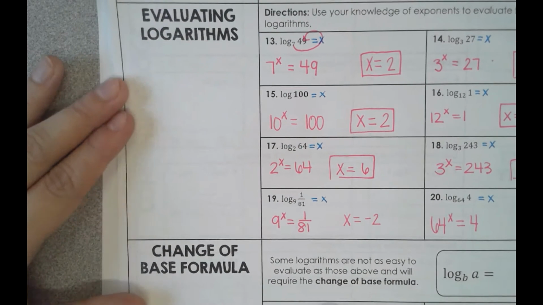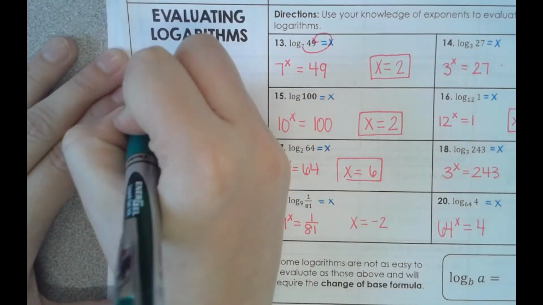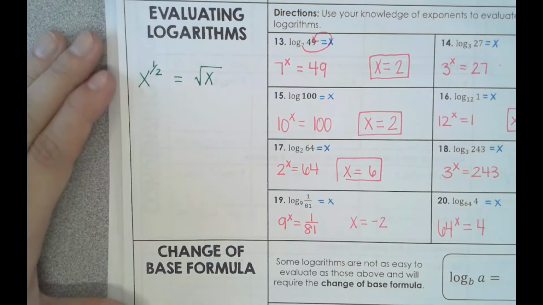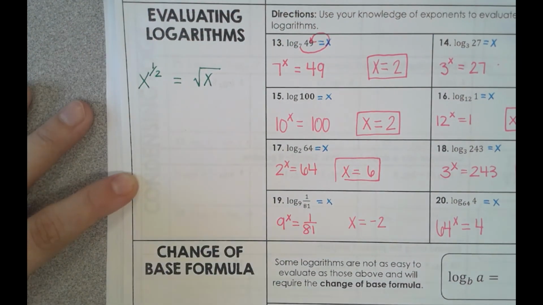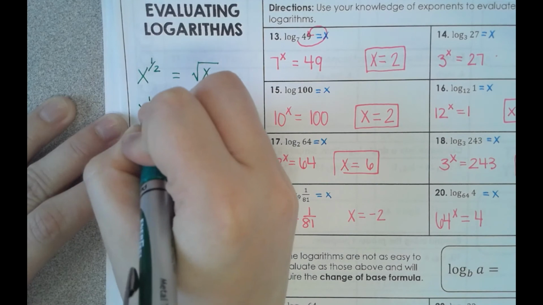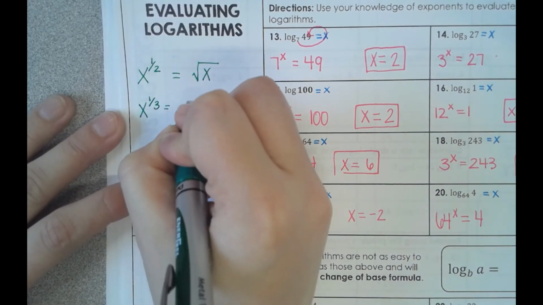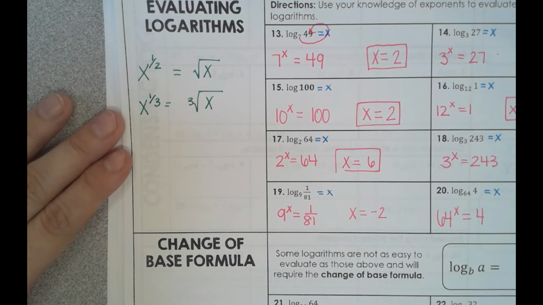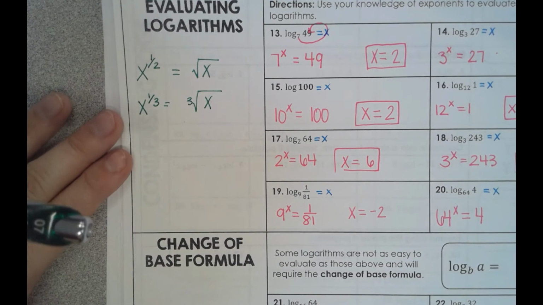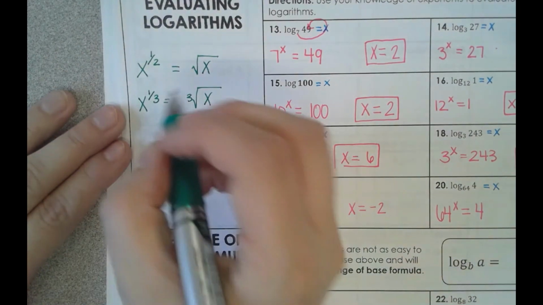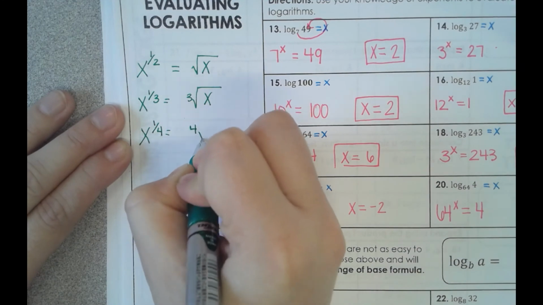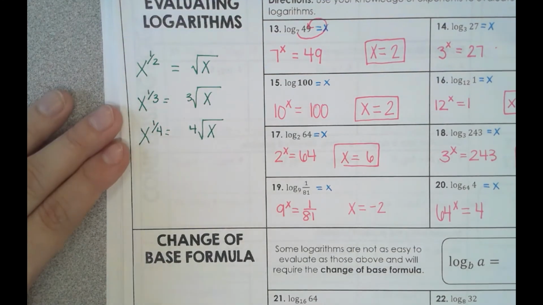If we have x to the 1/2 power, that's the same as the square root of x. If I have x to the 1/3 power, that's the cube root of x. Remember when we were doing square roots, I said you divide by 2. Cube roots divide by 3. That's where that comes in. X to the 1/4 power is the 4th root. Okay, and so on.